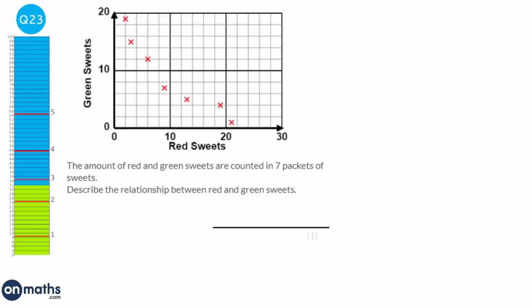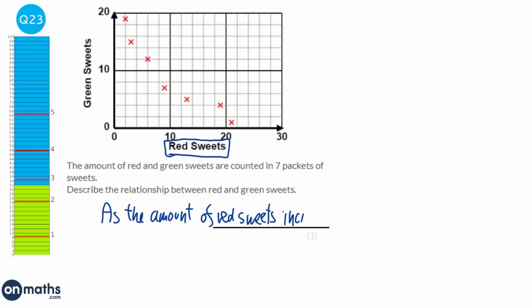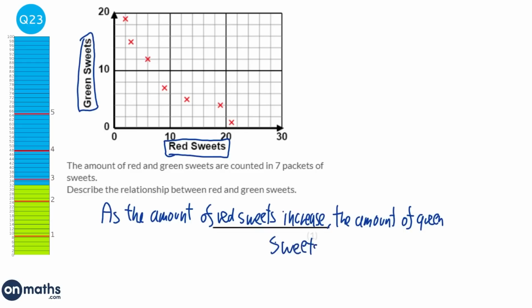So when asked to describe a relationship, I always start off the sentence as: the amount of, and I pick this one here, the X one, red sweets, the amount of, and then I pick this one here, green sweets, and this is the only word here that changes.